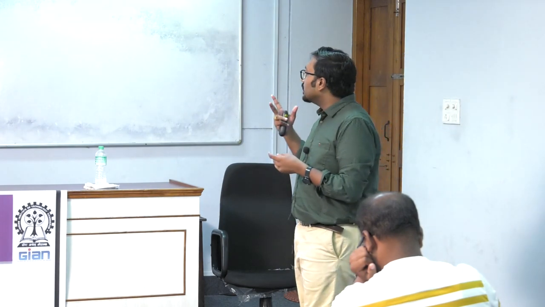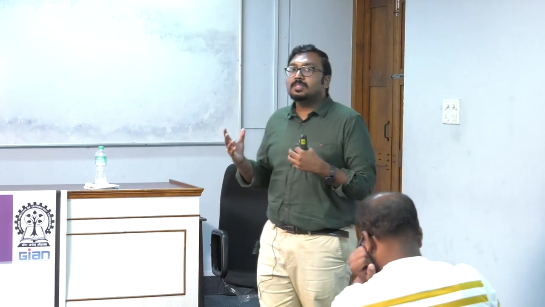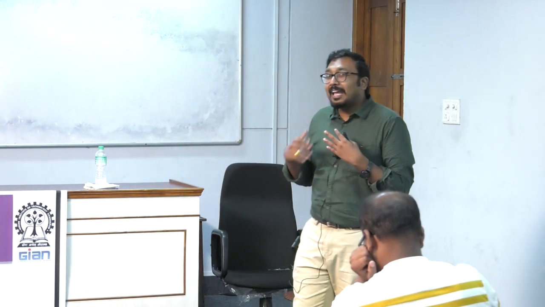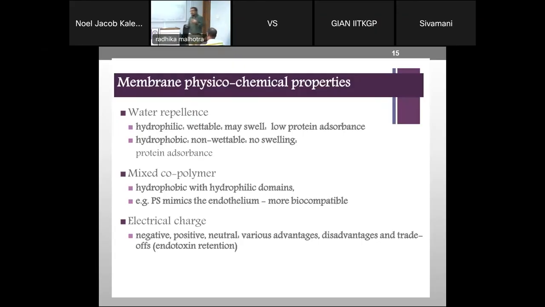Coming to the charge of the membrane, one was the hydrophobicity and one was the charge. Depending on what charge your membrane has, the likelihood of endotoxin diffusion can be reduced. If your membrane is negatively charged, it repels all your proteins and biomolecules from attaching to it, because most of the biomolecules at the blood pH of 7.4 are negatively charged.